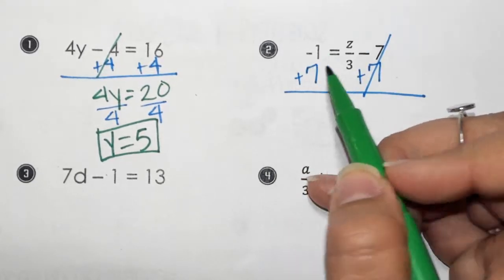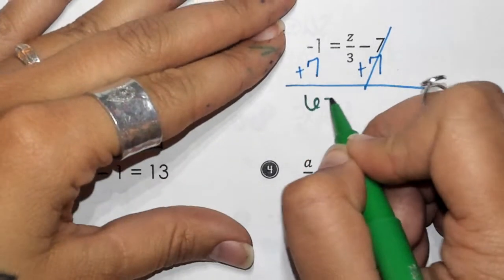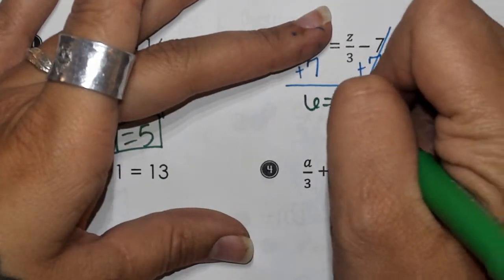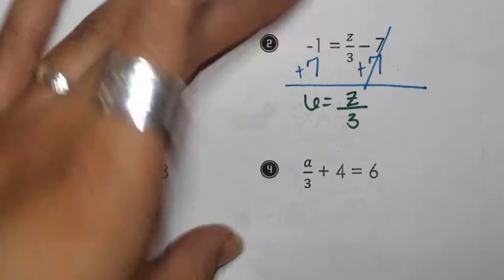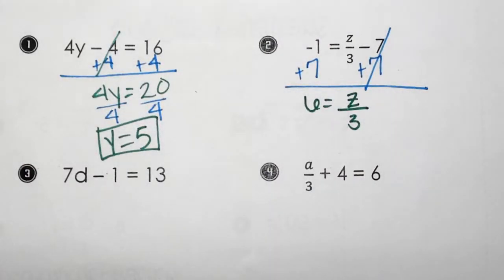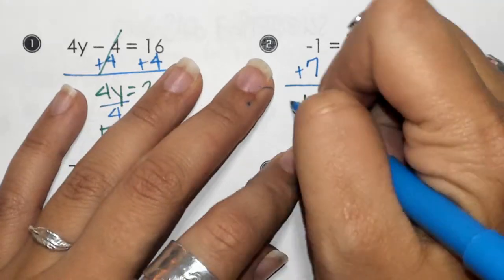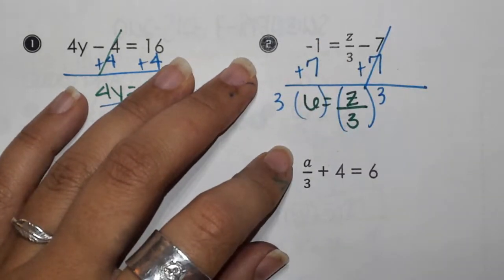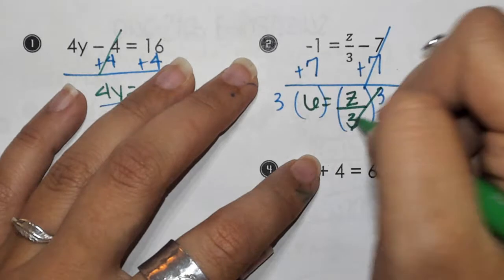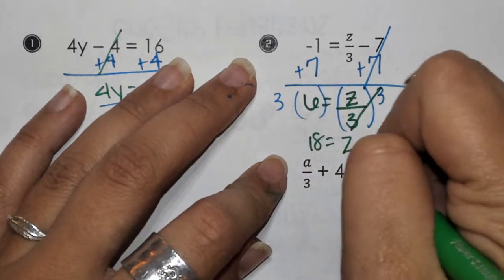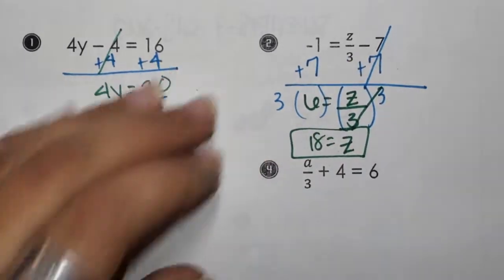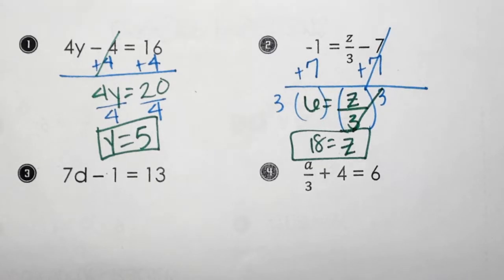What's negative 1 plus 7? 6. And should we put a line through our z? Yes. Alright, now this is a fraction. How do we get rid of fractions? Multiply, my children. Alright, and what is 3 times 6? And boom, we're done. 18 equals Z. Isn't that lovely?